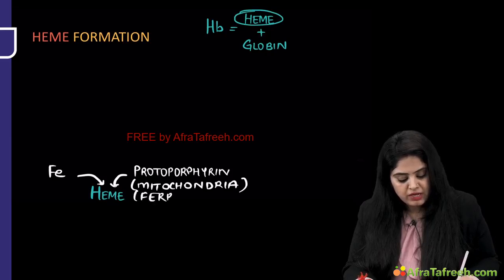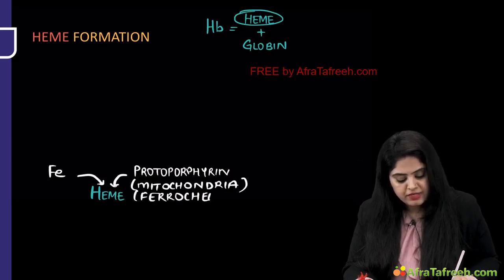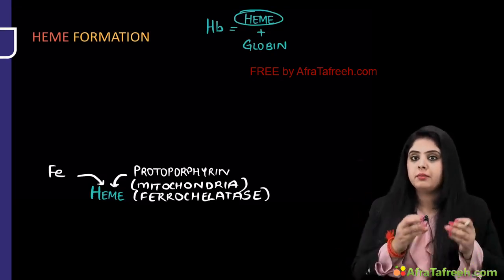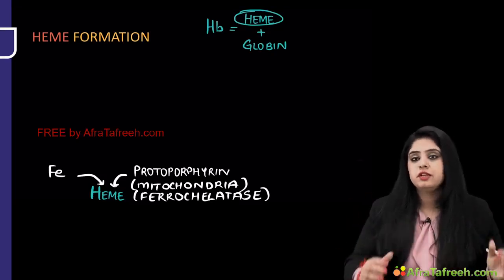The enzyme is known as ferrochelatase. So remember, how is heme formed? Iron and protoporphyrin come together in the mitochondria, and in the presence of ferrochelatase, they make heme.